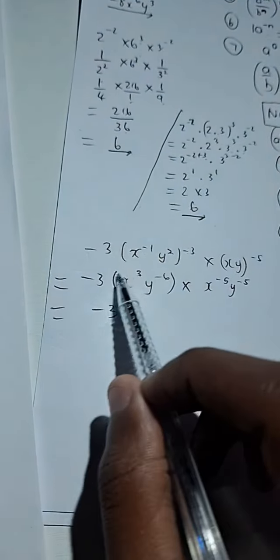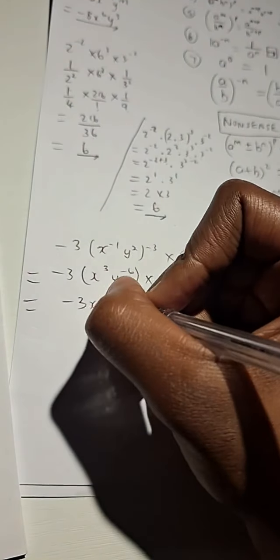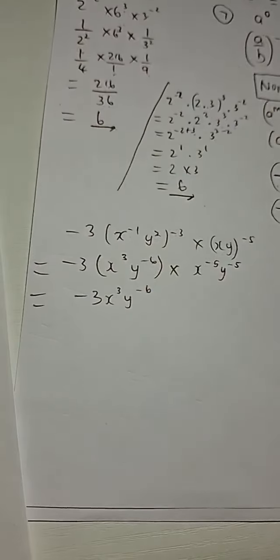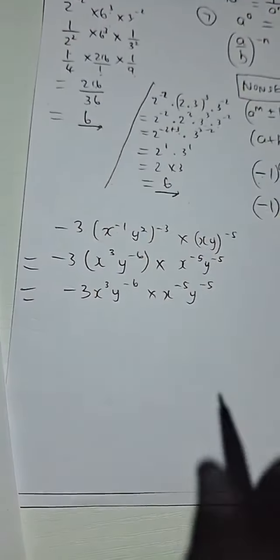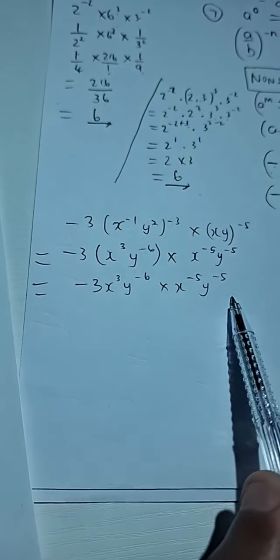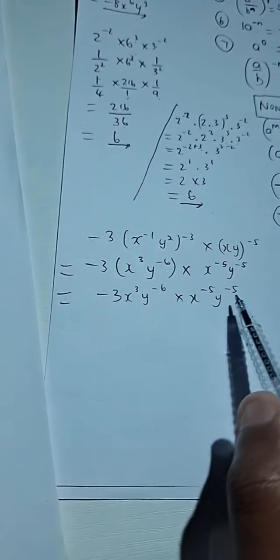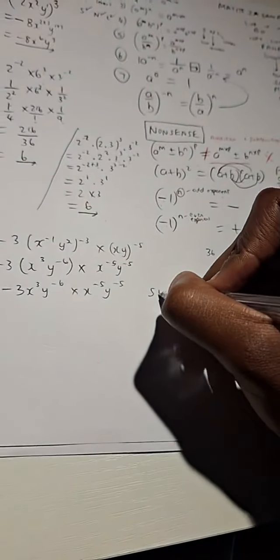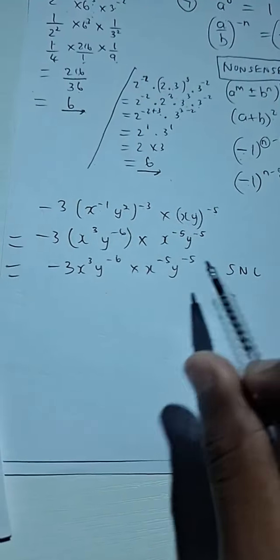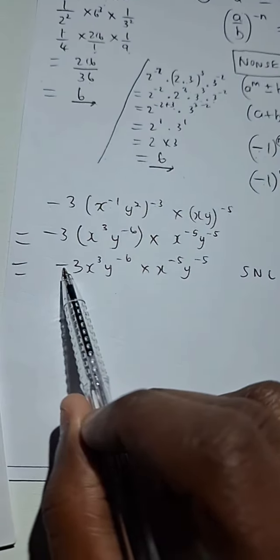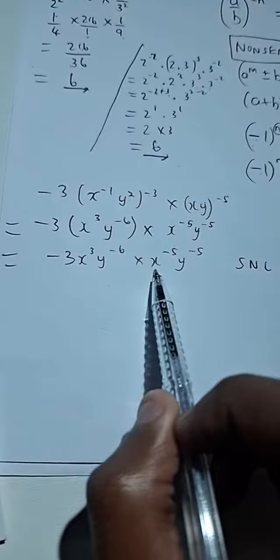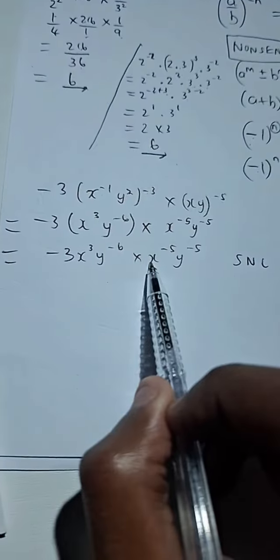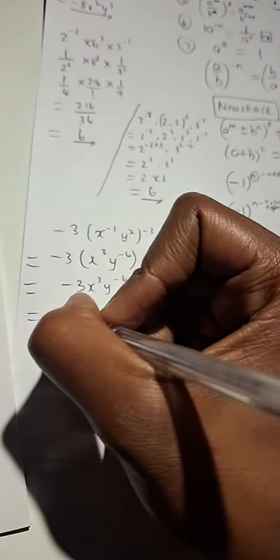This has a relationship of multiply. So -3, if we multiply -3 with that, we remove the bracket, that's -3x to the power 3y to the power -6 times x to the power -5, y to the power -5. Now at this stage, I am going to multiply this with that, applying s and l. Multiply the sign. The negative times the positive of this. Remember, there's an invisible one here that is positive, that is before the x. So negative times that positive gives me negative.